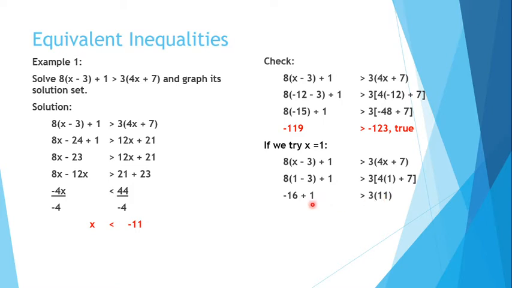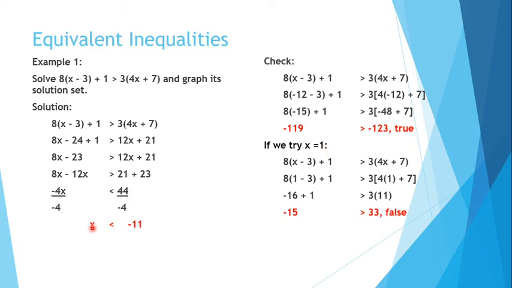Now to finally solve the inequality, negative 16 plus 1 is negative 15, and 3 times 11 is 33. So as you can see, what came out in our statement is that negative 15 is greater than 33, which is actually not true, right? Because 33 is greater than negative 15 instead. Since this statement is false, it is proof that 1 will not satisfy our inequality.